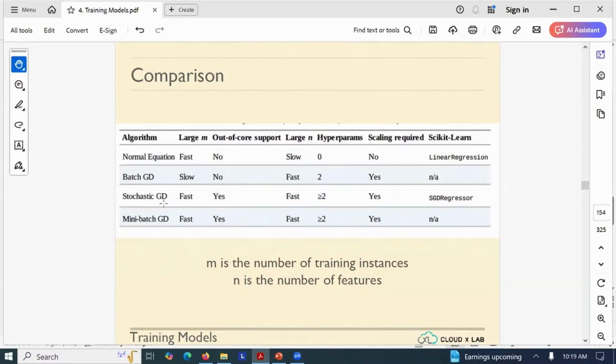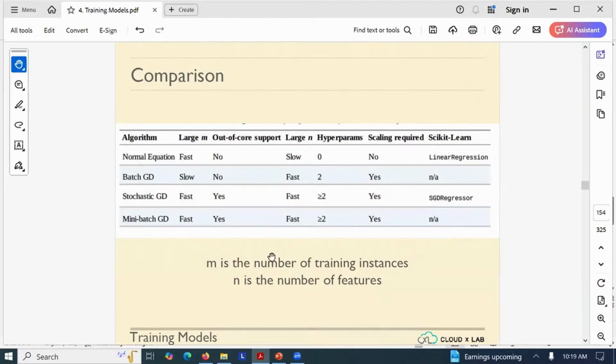But in stochastic GD or mini batch GD, we calculate the gradient using a subset of examples. So only that particular subset needs to be in memory to calculate the gradient. So out of core support is available only for SGD and mini batch GD, right? Because in SGD, one data point is needed to compute the gradient, so only that point needs to be in memory. In mini batch, the mini batch number of data points is needed in memory. But in the normal equation and batch GD, all data points are needed in memory to calculate the gradient, or the optimal value of the parameters, right?